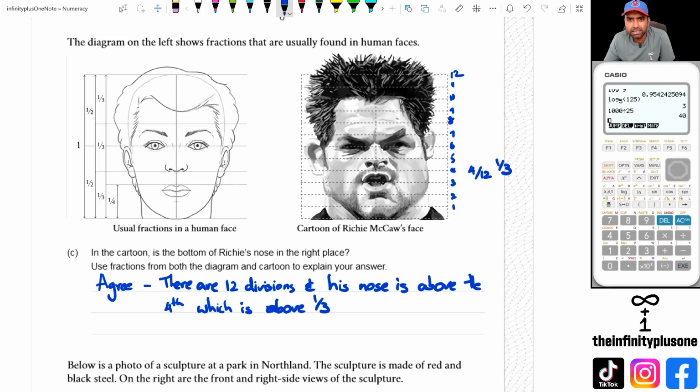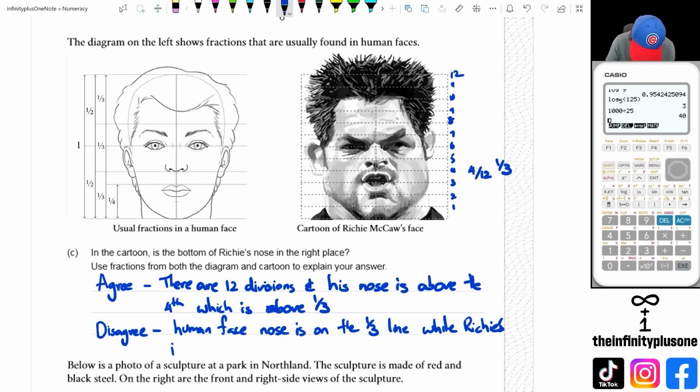The other way is that we can potentially disagree as well. The reason you can disagree is because for the human face, the nose is on the 3rd line, while Richie's is above the 3rd line. Let me show you what I mean. The 3rd line is right there, and see how the nose is on the 3rd line. But if you look at Richie McCaw's one, the nose is slightly above the third line, and therefore you can potentially disagree as well.